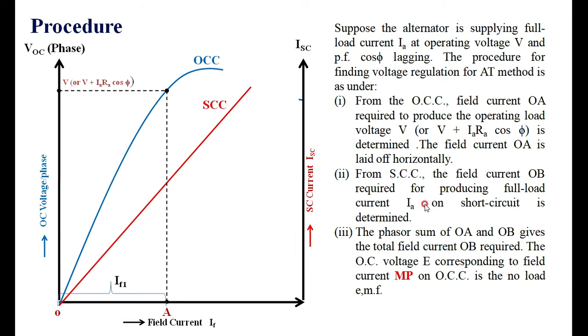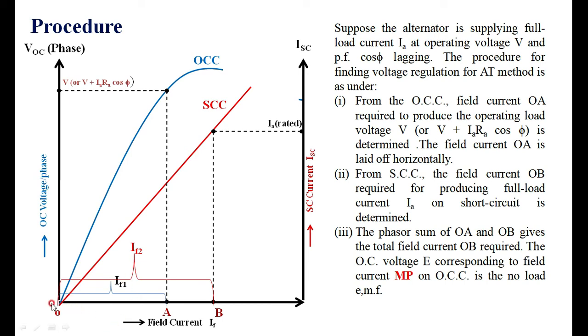Then you have to take the rated current IA and, corresponding to it, project on the short circuit characteristics. I have got the IA rated here, which I am projecting on the short circuit characteristics. Then the corresponding value of the field current I am finding out is OB. This is OA and this is OB. The current here is IF2. If you add IF1 and IF2, you get the total field current required to generate the total voltage E on open circuit.